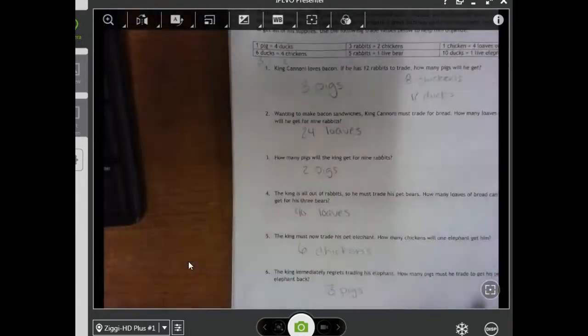So I'm going to go back through and do those on these packets, and these are going to be in the basket where you turn them in. Okay, I'm going to place those back there.